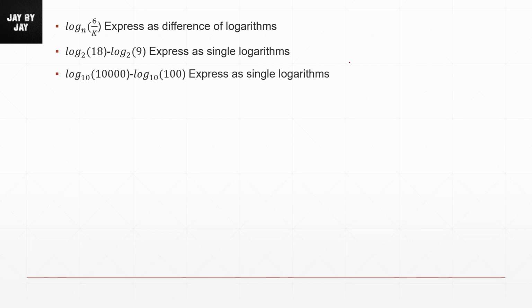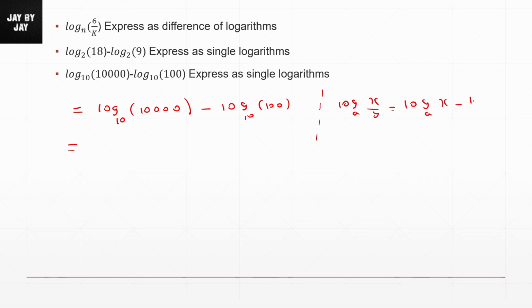In the third example, they give log base 10 of 1000 minus log base 10 of 100. This is the same as the previous one. We need to apply the same concept: log base a of x divided by y equals log base a of x minus log base a of y. Here you can see the base is common, so we apply the same. The given example is the right-hand side of the original equation, so we need to substitute the values into this equation. Simple.